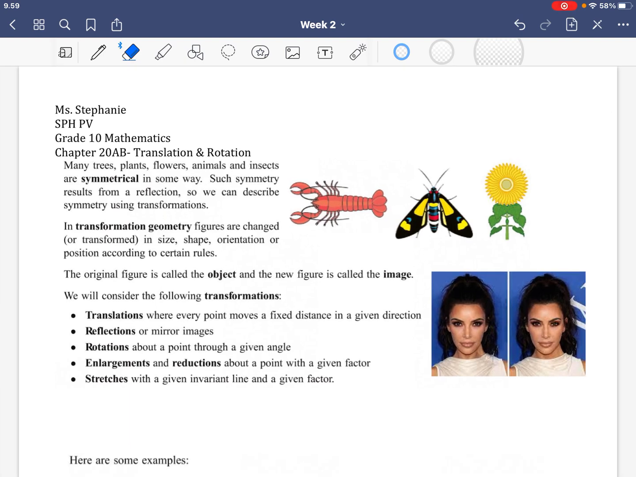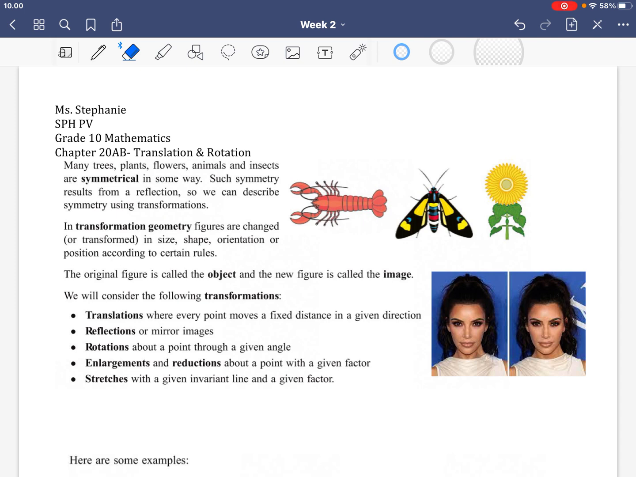Hey, grade 10. Okay, so today is 20 AB, translation and rotation. It's quite fun. I love when geometry gets moving, so we can just shift it around, right? So it's not just there for us to observe. It moves, and I love that. So just an overview here.